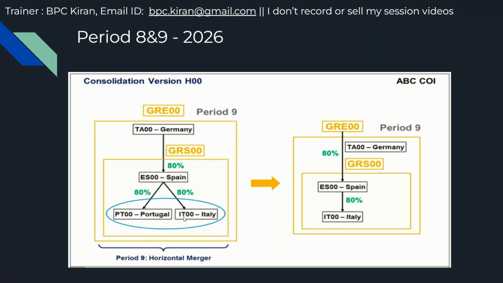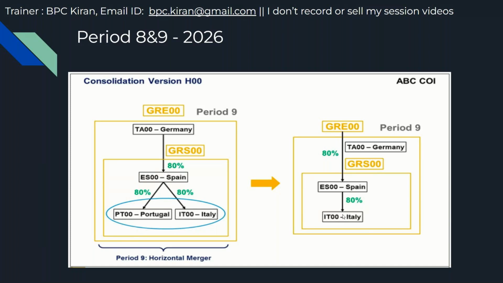Once Portugal and Italy both merge, this is called a horizontal merger because the parent of these two is the same, Spain. If Portugal is merged with Spain, that's called a vertical merger because it's merged with the parent. So now we are doing a horizontal merger. Once the horizontal merger is done in the Southern Europe, you see only Spain and Italy.